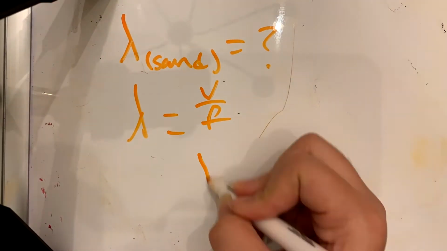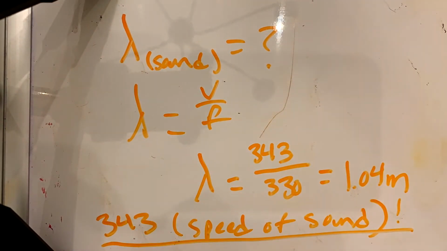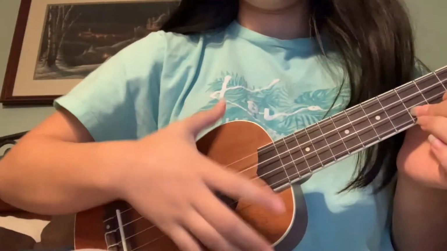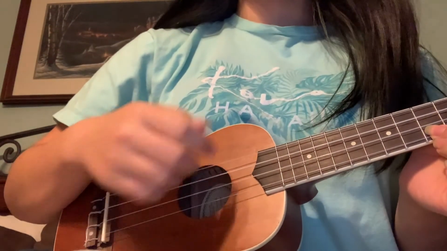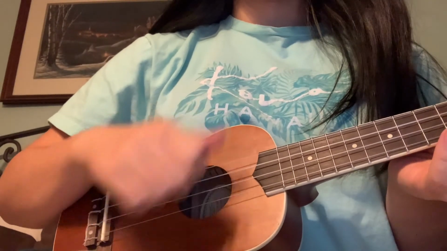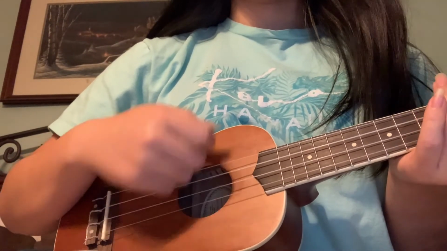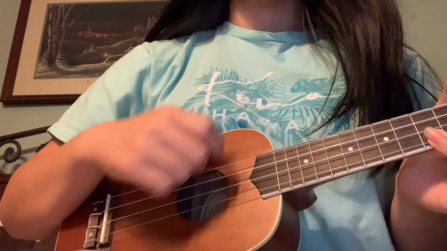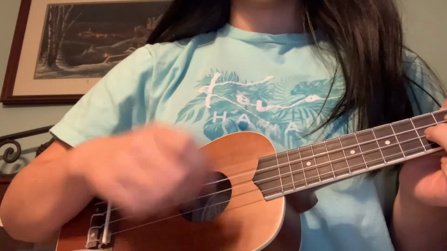Wavelength equals V over F. Using the values, it is 343 over 330, which is 1.04. 343 represents the speed of sound. Overall, the ukulele is much more complex than you would have thought. Next time you're strumming your ukulele, or any string instrument in general, try and think about the physics that applies to it from what you learned from this.